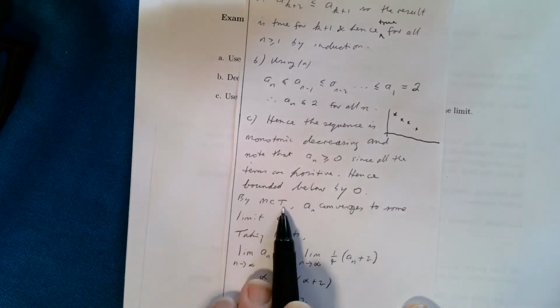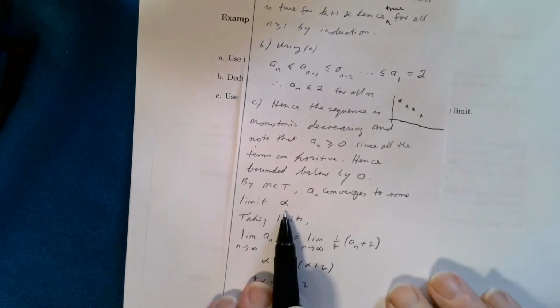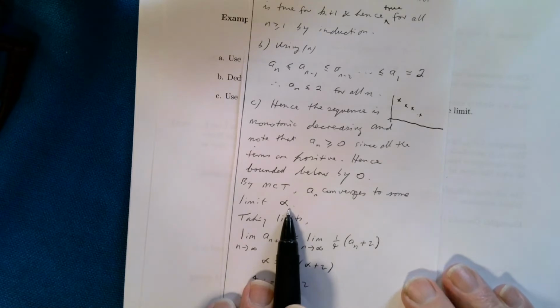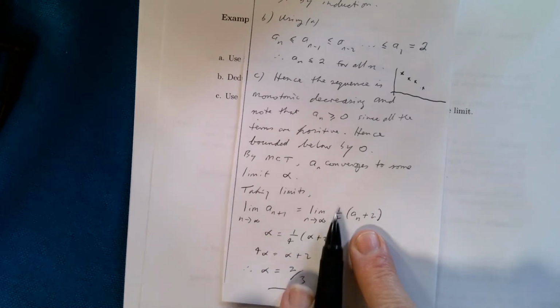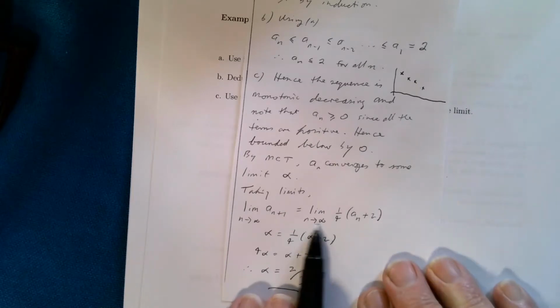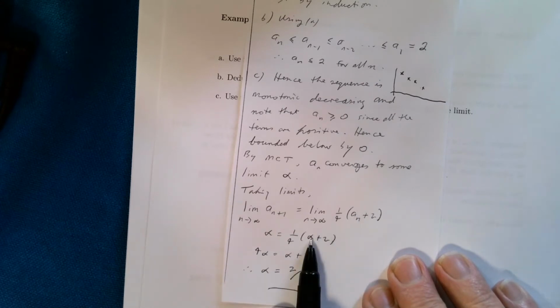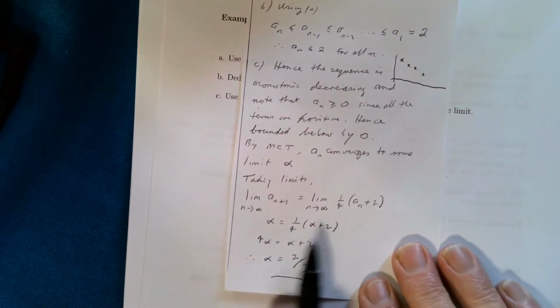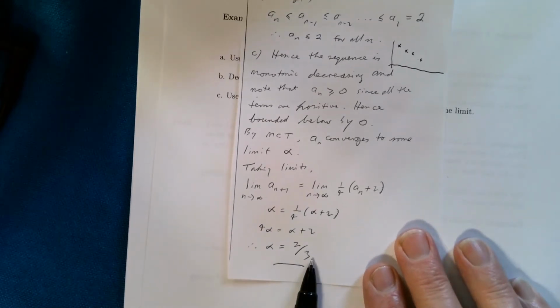Hence, by the monotone convergence theorem, this one converges to some limit alpha, and that means I can then take limits through the recurrence again. So there's the recurrence: a_(n+1) is 1/4 a_n (a_n plus 2). Take a limit of both sides. This one goes to alpha, this goes to 1/4, this goes to alpha plus 2, and now I can multiply by 4 and solve this very easily for alpha, so alpha is 2/3. So the limit of this sequence, in fact, is just 2/3.